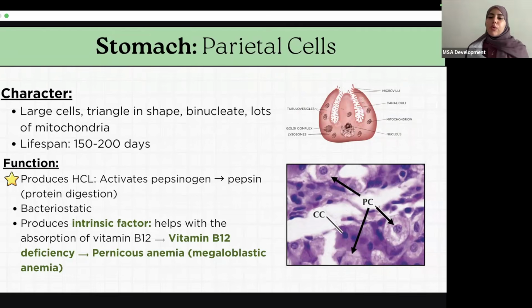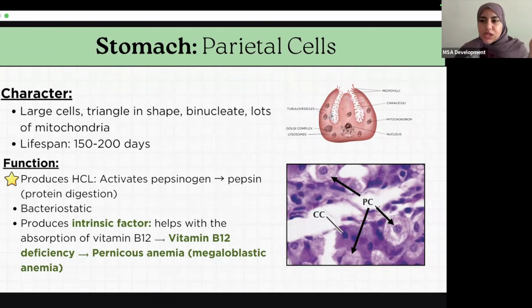Okay, now we can talk about parietal cells. And parietal cells are so important. You know, I'm a third year and I'm taking GIT and I still talk about parietal cells. You're never going to escape them. Essentially, they look like this and they're humongous. And they're binucleated. And they also have a lot of mitochondria, and that's important for ATP production.